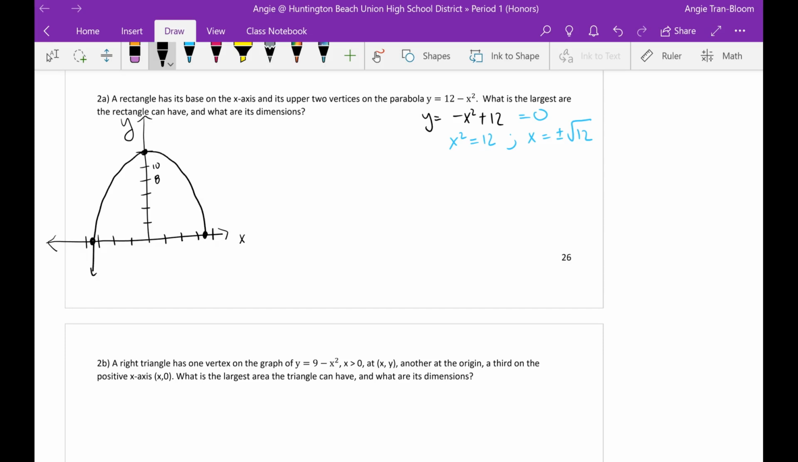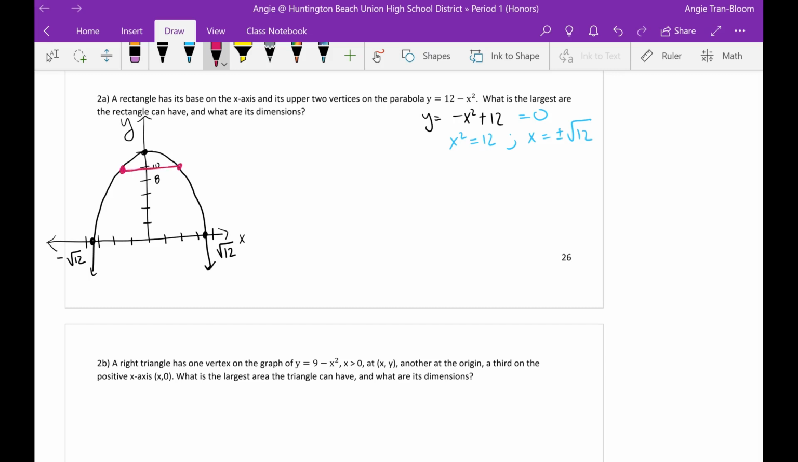No, you don't need to know the exact value. It doesn't matter. So this is just the square root of 12, and this is negative square root of 12. So those are your two x-intercepts. Let's read on further. A rectangle has its base on the x-axis, and its upper two vertices on the parabola. So somewhere on the parabola, that's what it said.